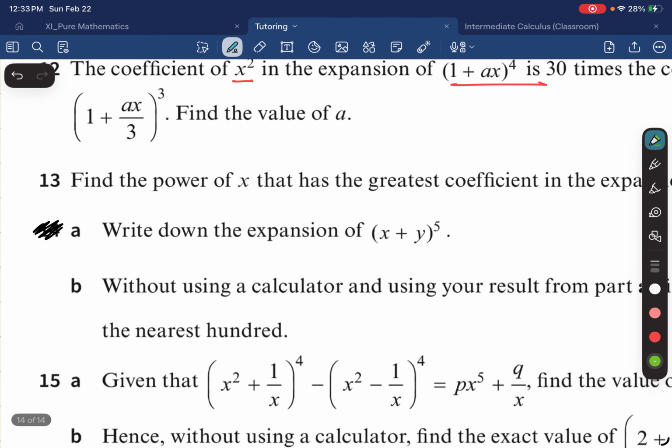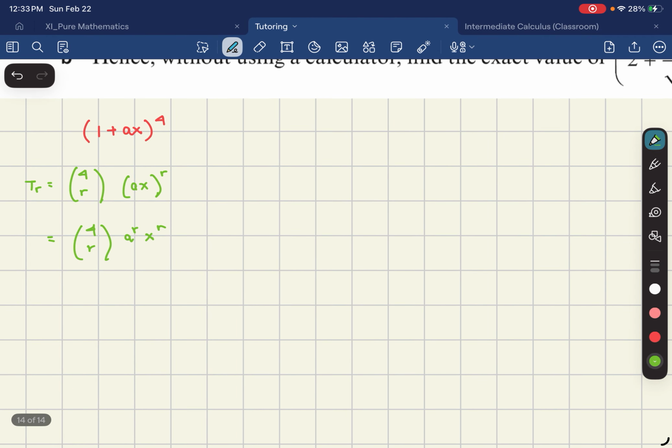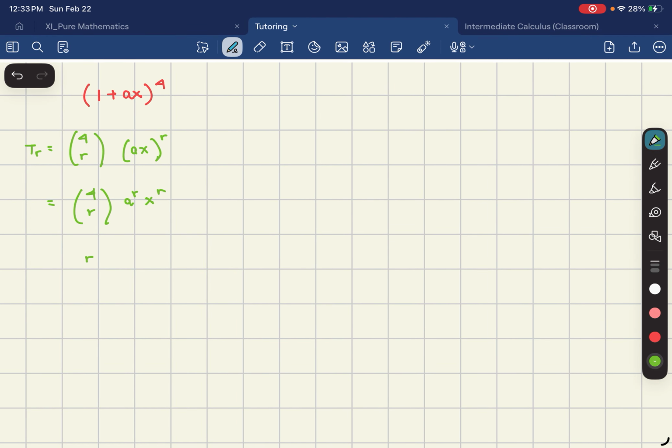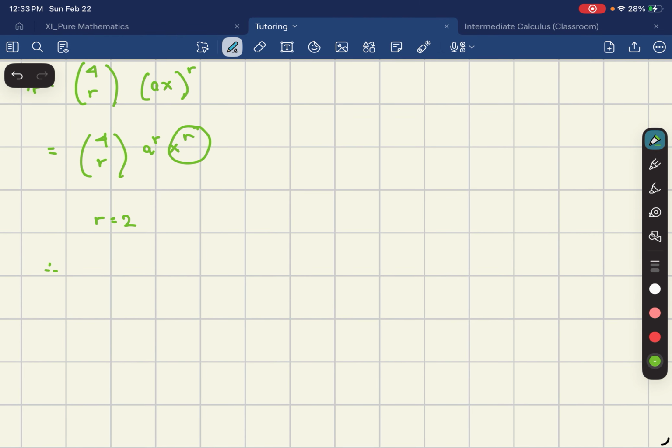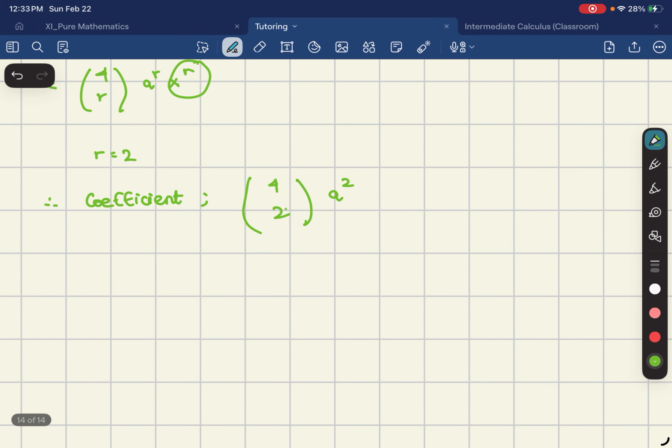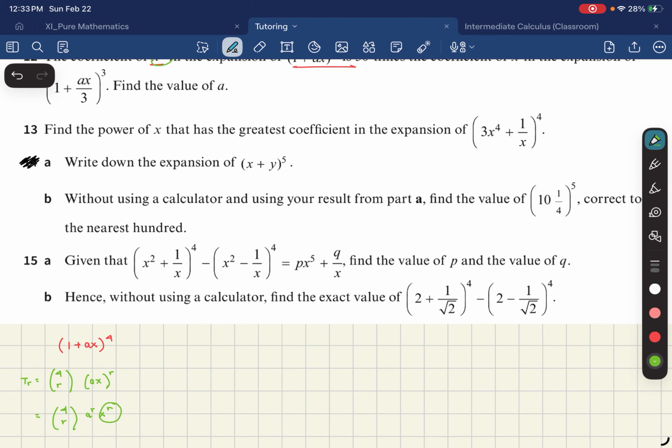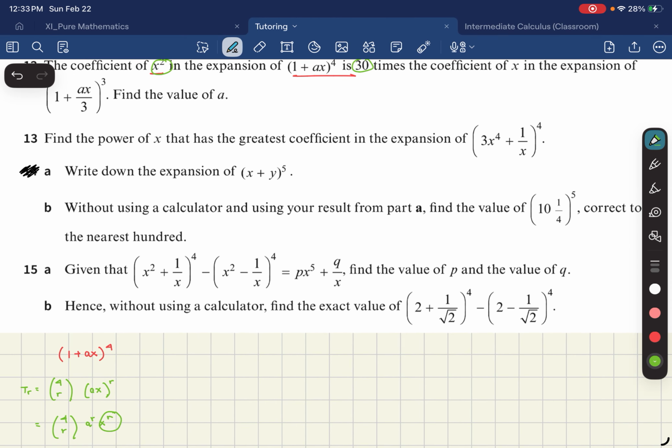And it says the coefficient of x squared. So let's say that r is equal to 2, because that's how you get x squared here. So therefore, we have the coefficient is given by 4 choose 2, a to the power 2. And 4 choose 2 is 6a squared. Now let's look at the second thing. It is 30 times the coefficient of x in the expansion of this.